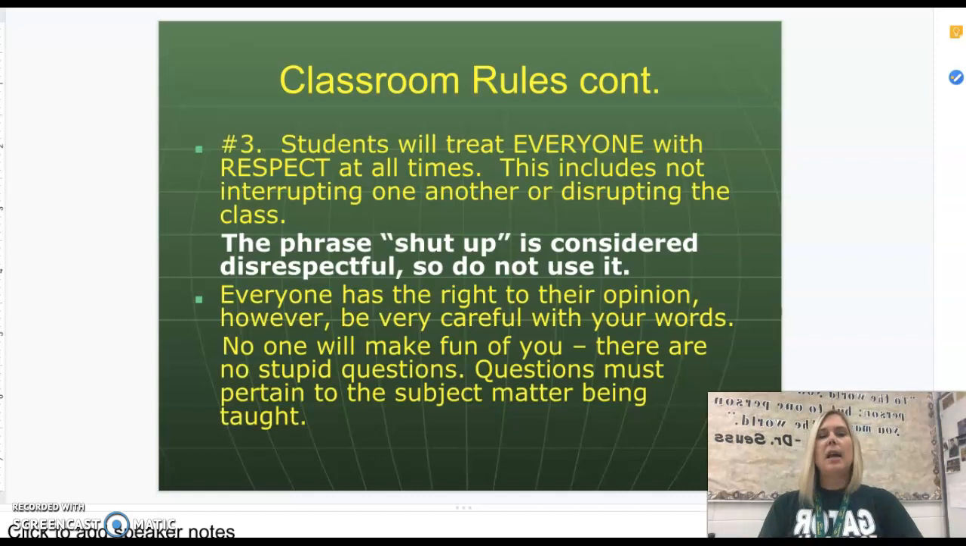We are not going to tell someone to shut up. That is considered very disrespectful. You will never hear that come out of my mouth, so please don't use it with your peers, okay? Especially in my room. If you're going to say that on your own time, I have no control. But in my classroom environment, this word will get you disciplined. So please make sure you understand that.